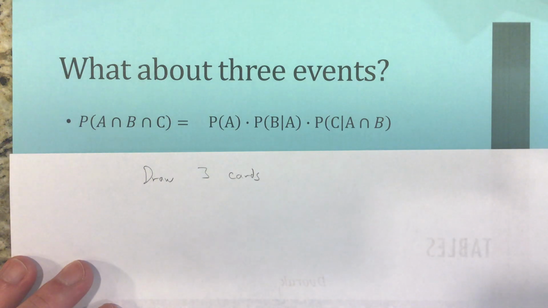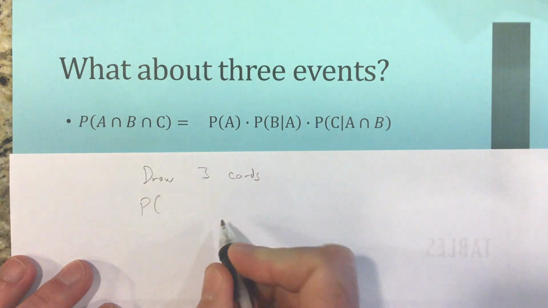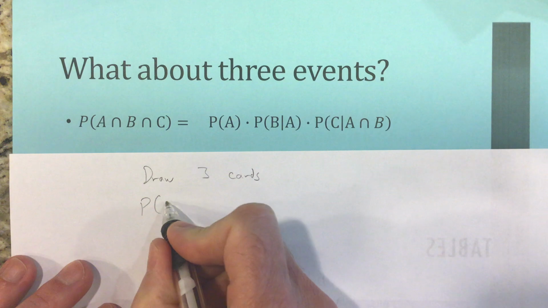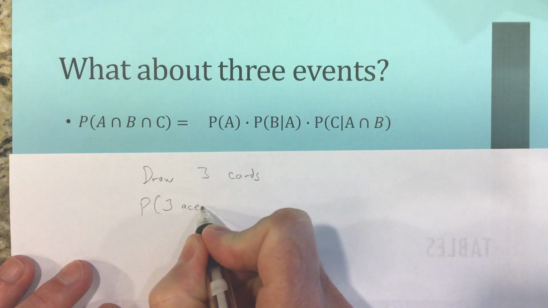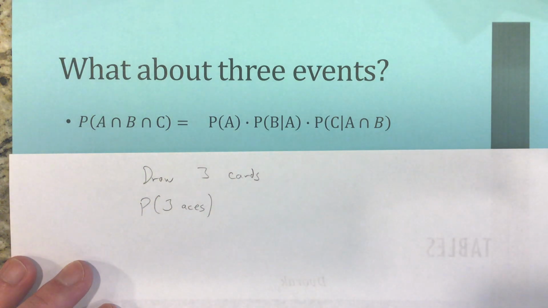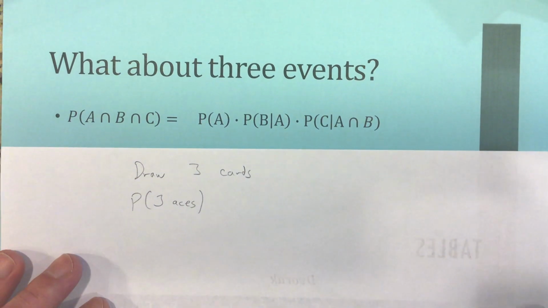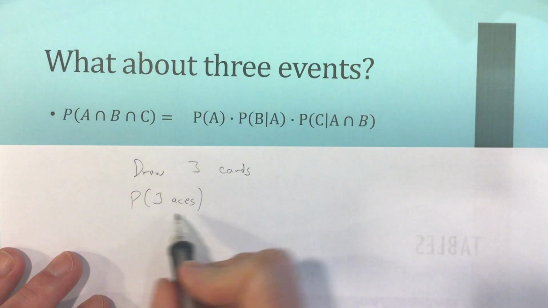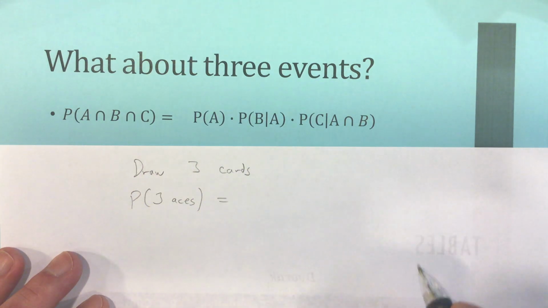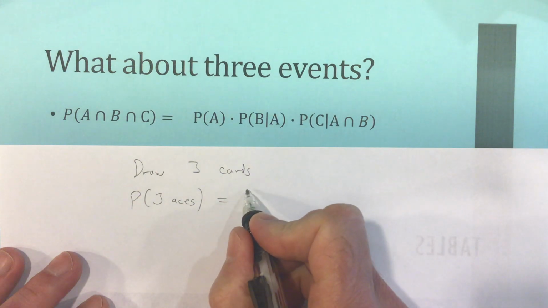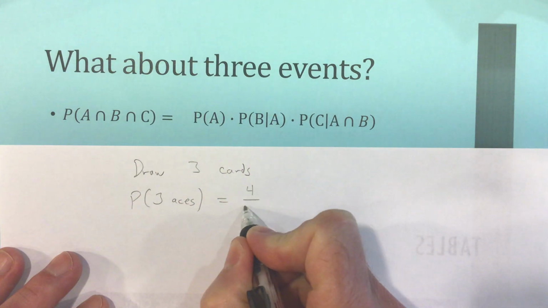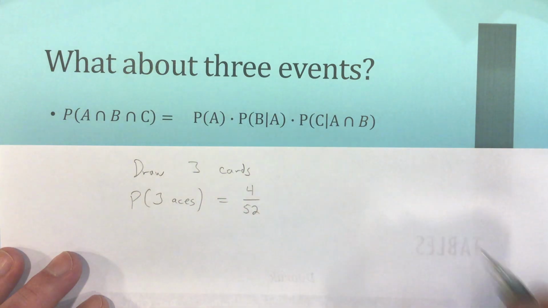Okay. So what's the probability I get, say, 3 aces? That'd be a nice hand in poker, right? If you only were playing 3-card poker, that'd be the best hand you could get. So here we go. The first card would have to be an ace, right? Well, what's the probability the first card is an ace? There's 4 aces out of 52 cards. So there's the probability of A in this scenario.